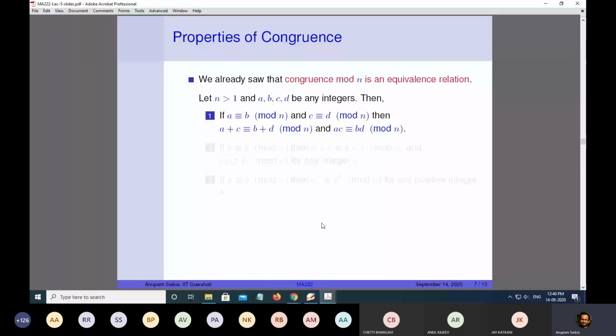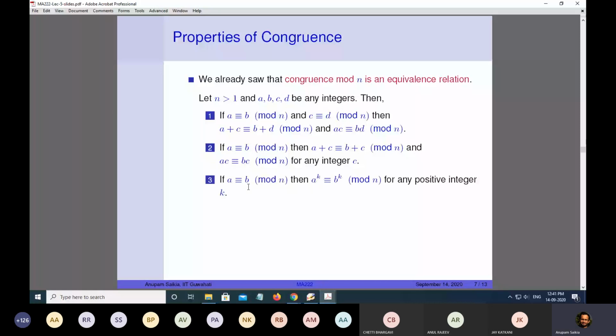And suppose I have just one pair and I take any integer C, then certainly A plus C will be congruent to B plus C and AC will be congruent to BC. And thirdly, if A is congruent to B mod n, then A to the power k will be congruent to B to the power k mod n for any positive integer k. Once we prove the first one, the third one is trivial: A is congruent to B, and again A is congruent to B, so if I multiply, I get A square congruent to B square. Then I take A square, B square and AB, and I get A cube congruent to B cube.